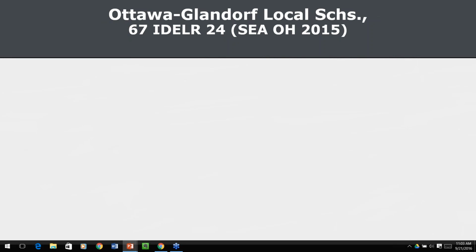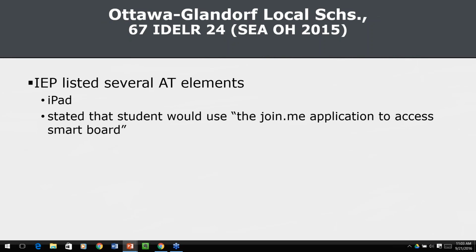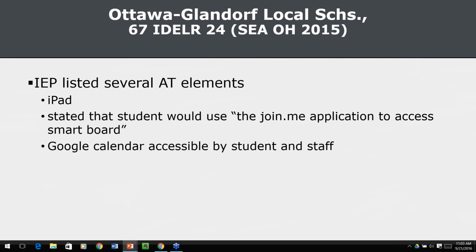Okay, this case is from Ohio, 2015. It's an IEP that listed several assistive technology elements, an iPad, and it stated that the kid would use, quote, the join.me application to access the smartboard. Now, I've had this happen to my schools. They also said that there was a Google Calendar that was accessible by student and staff.